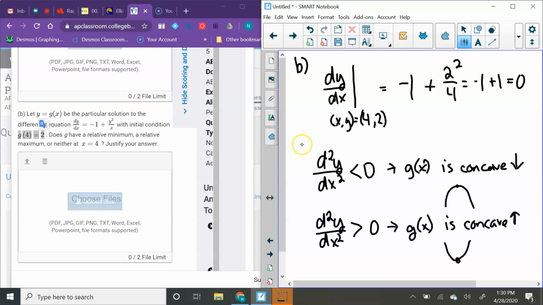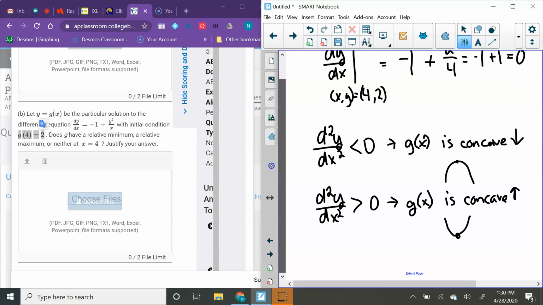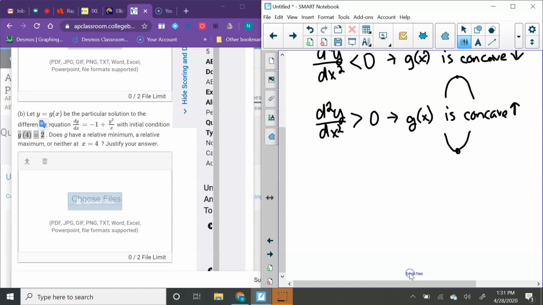So we need to take our second derivative, which fortunately we already have because we found it in the last problem. And even if you couldn't do the last part A, it gave you the second derivative, so you can use it for this part as well. So we're just going to plug 4,2 into that second derivative. So we're going to say d squared y over dx squared, such that xy equals 4,2. And so we're just going to plug in to that derivative that we had.